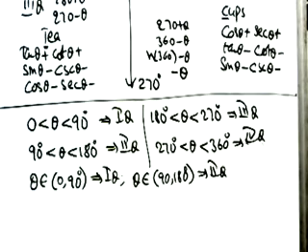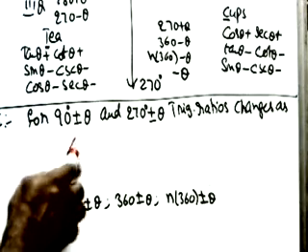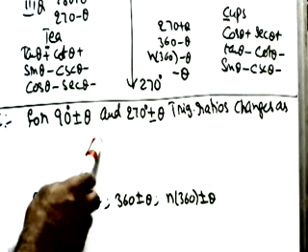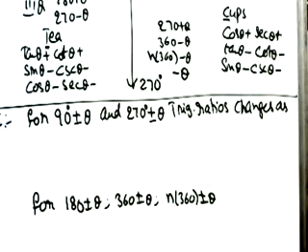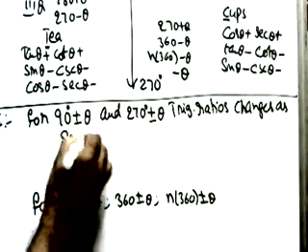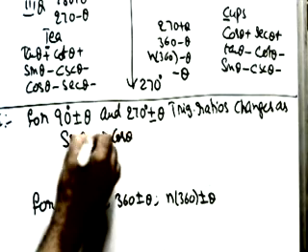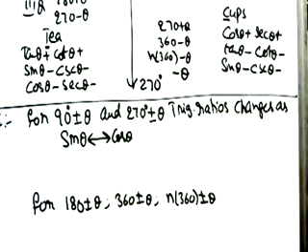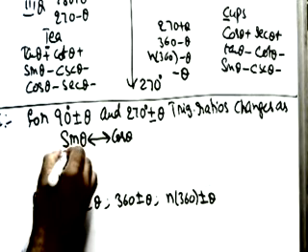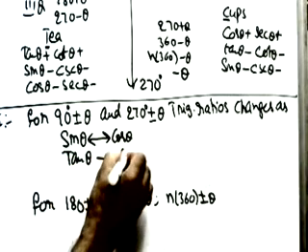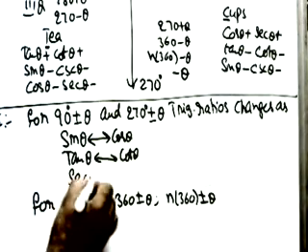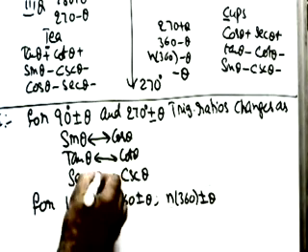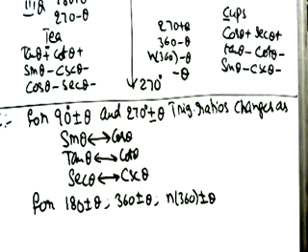And the next concept. The second concept here is, watch carefully, you must learn this by heart. For 90 degrees plus or minus theta, or 270 degrees plus or minus theta, trigonometric ratios change. How do they change? Sine theta changes to cos theta and cos theta changes to sine theta. In the same way, tan theta changes to cot theta and cot theta changes to tan theta. Secant theta changes to cosec theta and cosec theta changes to sec theta.